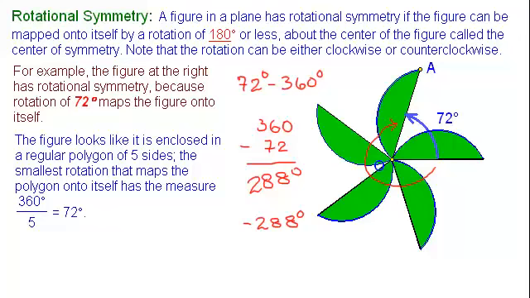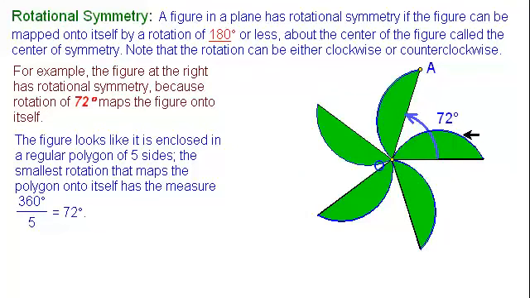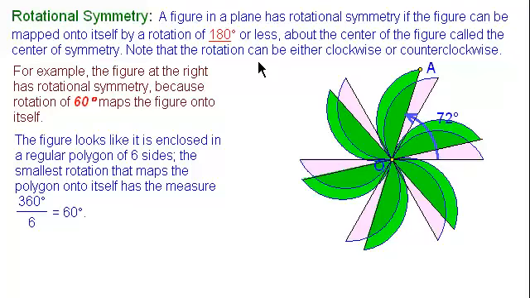Now the question is, how do we find these angles? So let me go and see the pattern. When we have 5 leaves, or the figure has 5 sides, it is 72 degrees. Let us make it 6. So what happens if it is 6?